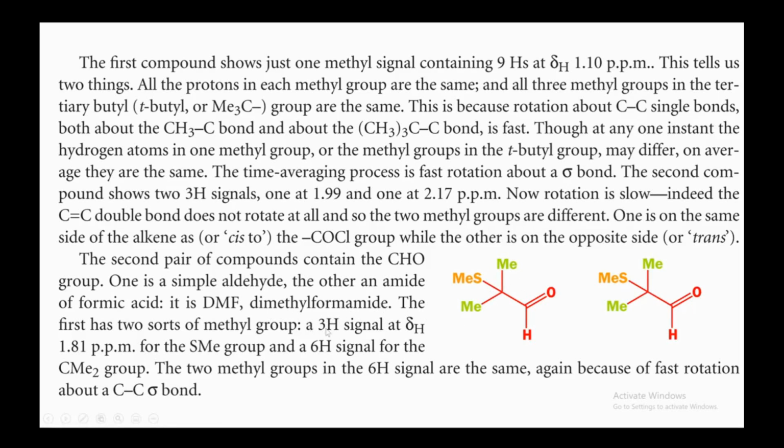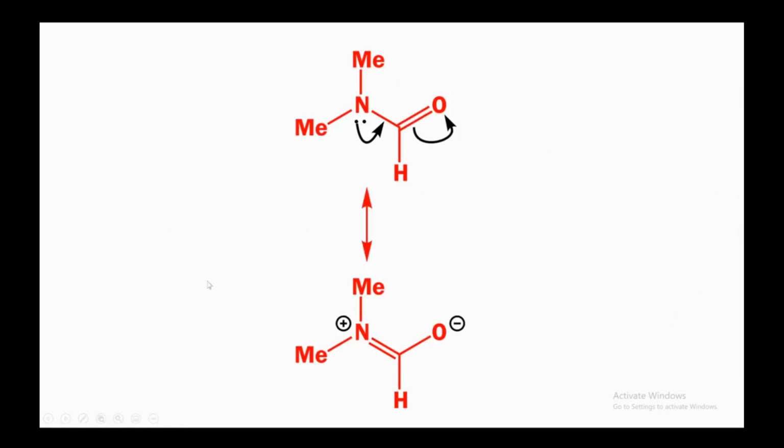The first has two sorts of methyl groups. One appears at 1.81 ppm for the SMe group, and there is a 6 proton signal for the CMe2. The two methyl groups in the 6H signal are the same again because of fast rotation about a single bond. As you can see, this is the DMF, which contains two methyl groups which are non-equivalent, as they are involved in resonance or rotation around the carbon-nitrogen single bond.